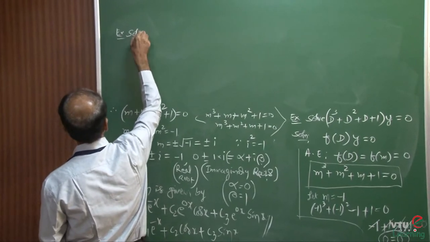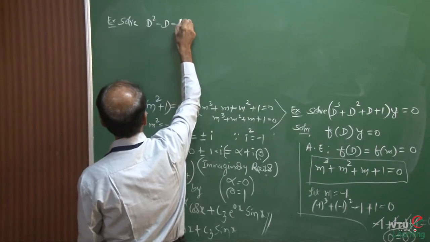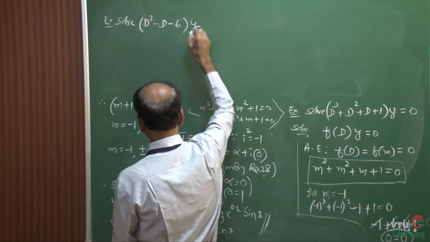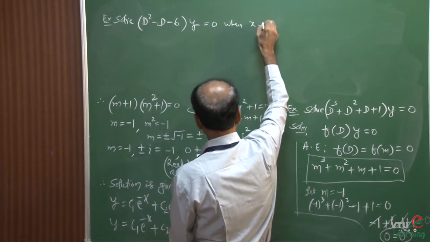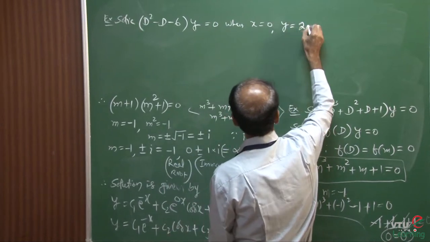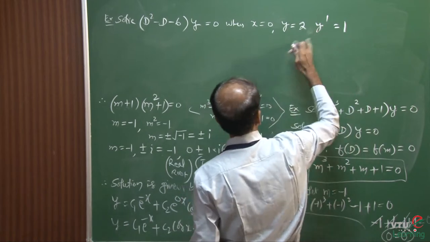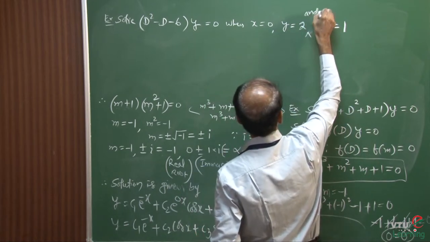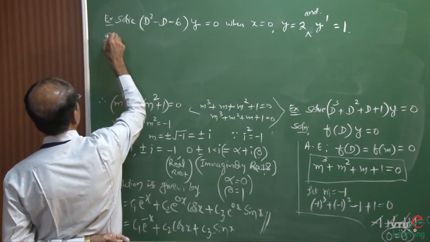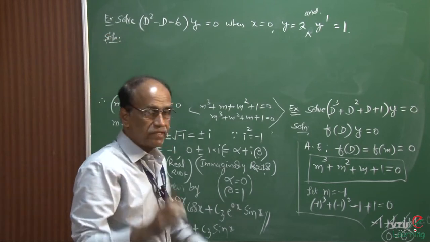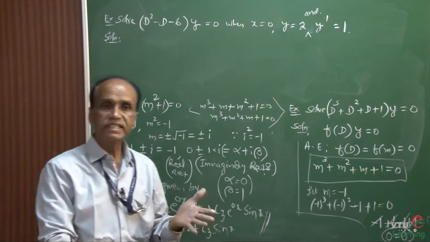Example, solve d square minus d minus 6 operating on y equal to 0, when x equal to 0, y equal to 2 and y dash is equal to 1. How to arrive at the solution and how to arrive at a conclusion of calculation of C1 and C2? In this problem, you will have to study in detail.